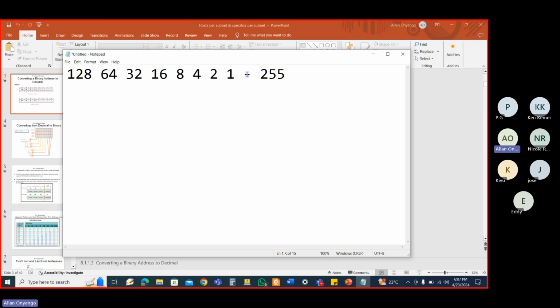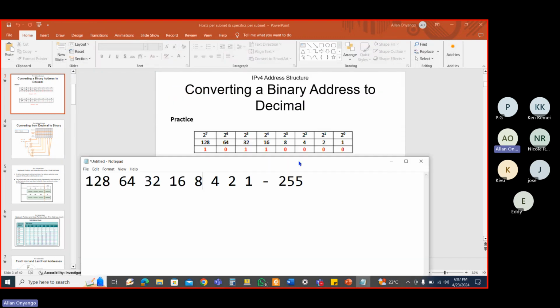All right. If you start from the left, it's harder initially and it gets easier as you finish. But if you start from the right, it's very easy initially and it gets harder to finish. So 1 plus 2 is 3, 3 plus 4 is 7, plus 8, 15, plus 16 is 31, plus 32, 63, plus 64, 127, plus 128 is 255. Good. That is wonderfully done.